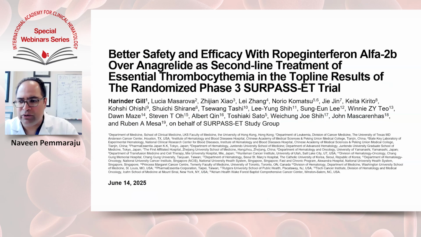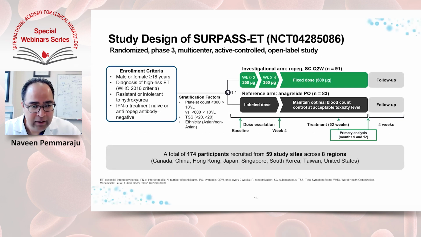The second study, from Professor Zavani and team, I want to show you is in ET. So I just showed you a PV study. Now we have a phase 3. This is the safety and efficacy of Ro-Peg interferon alpha-2b, also known as Bezremi, over anagrelide as second-line therapy for patients with essential thrombocythemia, the SURPASS study. This was presented both at ASCO by Ruben Mesa, then at EHA by Harry Gill. A phenomenal, interesting study. So, phase 3 SURPASS ET.